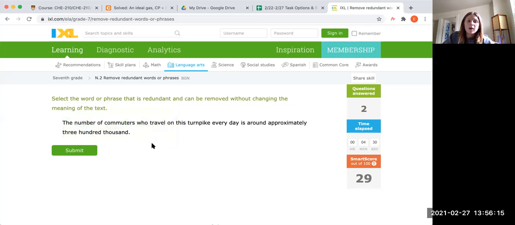Okay, so the next one: The number of commuters who travel on this turnpike every day is around approximately 300,000. This one came out pretty quickly to me just as I was reading it. You can see that there's, again, two words next to each other right here, around approximately. Those two words mean the exact same thing. So we can just get rid of approximately and it's going to flow so much better. The number of commuters who travel on this turnpike every day is around 300,000. So much better just by removing one word.